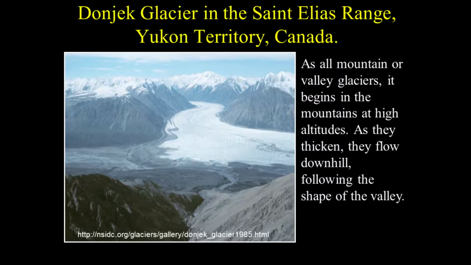Here is an example of a mountain glacier in the St. Elias Range, Yukon Territory, Canada. As all mountain or valley glaciers, it begins in the mountains at high altitudes. As they thicken, they flow downhill, following the shape of the valley.